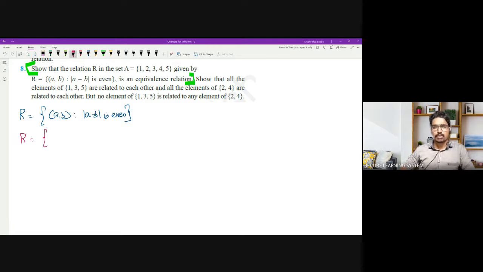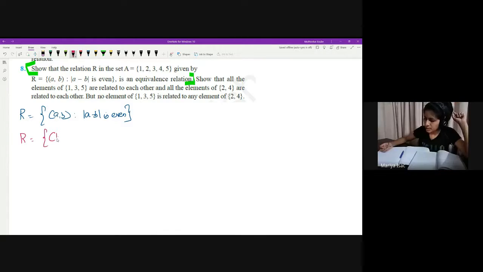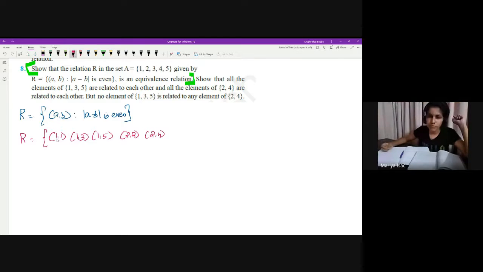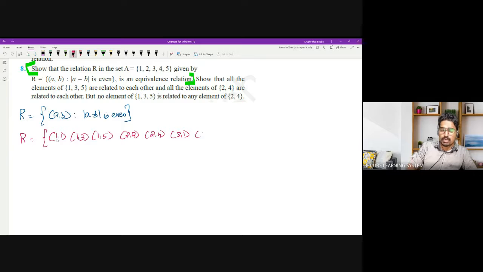I hope when you complete the roster form, there will be 13 ordered pairs. Okay. Maria, which are the ordered pairs? 1 1, 1 3, 1 5, 2 2, 2 4, 3 1, 3 3, 3 5, 4 2, 4 4, 5 1, 5 3, 5 5. That's a good order. Follow the order, Maria, listing the elements completely so that none of them will be missed. Very good. This many ordered pairs will be there.